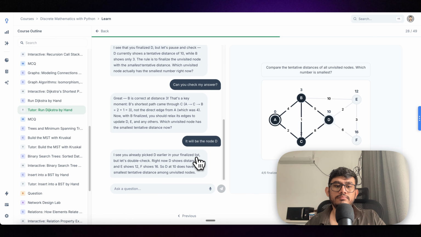I see you already picked D earlier in your finalized list, but let's double check. Right now, D shows distance 10, and E shows 12. F shows 16. So D at 10 does have the smallest tentative distance among unvisited nodes.